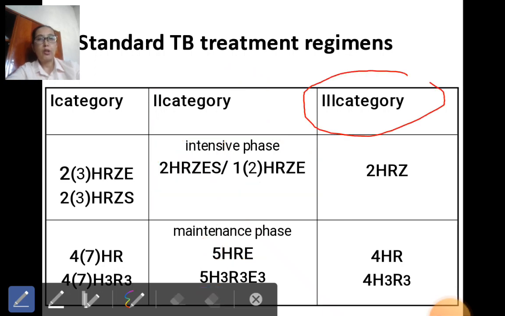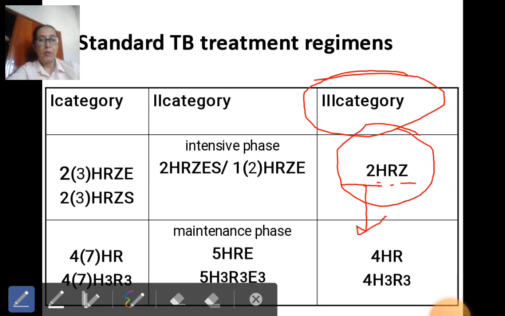What about the third category? The third category is light forms of tuberculosis, and in the intensive phase we prescribe for 2 months isoniazid, rifampicin and pyrazinamide. After this phase, we start the patient's supportive or maintenance phase. It consists of 4 months, 2 drugs, isoniazid and rifampicin.